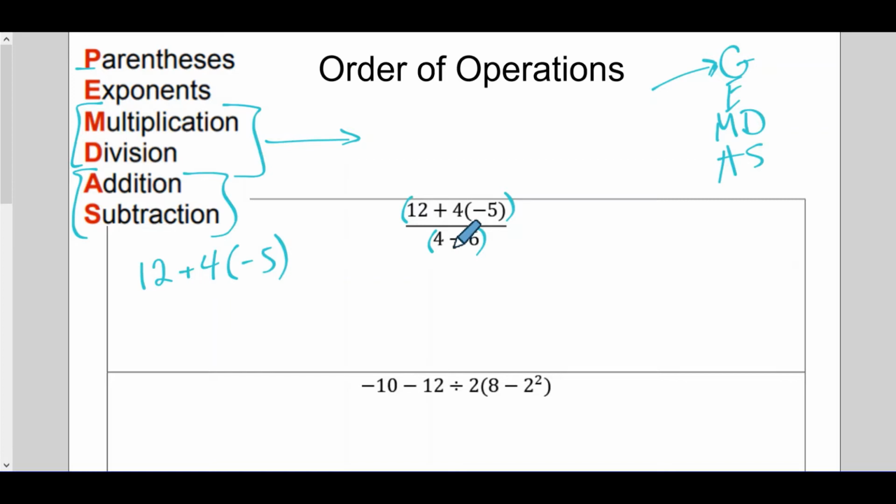And then on the bottom, really, there's just the one operation that will turn into a -2. Make sure you're doing this in the right order. That is a really common mistake, to do 6 minus 4 instead of 4 minus 6. That will be -2 on the bottom of this fraction.